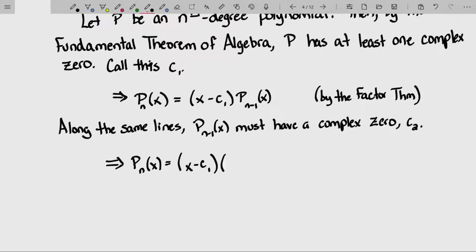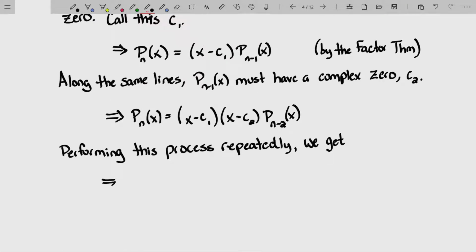Times, now we know that c sub 2 is a 0 of p sub n minus 1, so x minus c sub 2 will factor out of p sub n minus 1, reducing the power of that polynomial by another one. So now we have a new polynomial, p sub n minus 2. You can repeat this process over and over and over again. As long as you have enough power, you could factor out another linear factor. And so performing this process repeatedly, we get that p sub n of x is equal to.